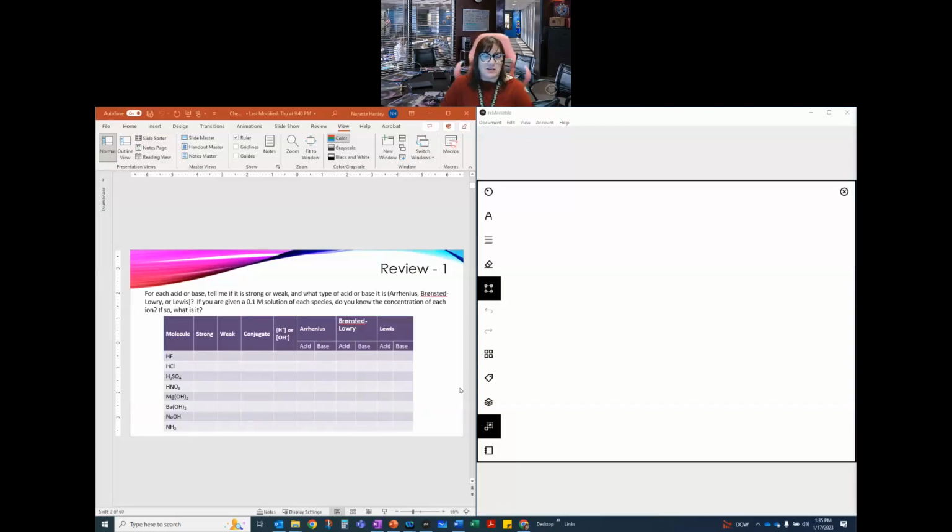For each acid or base, tell me if it's strong or weak, what type of acid it is, Arrhenius, Bronsted-Lowry, or Lewis. If you're given a 0.1 molar of each species, do you know the concentration of each ion? If so, what is it?